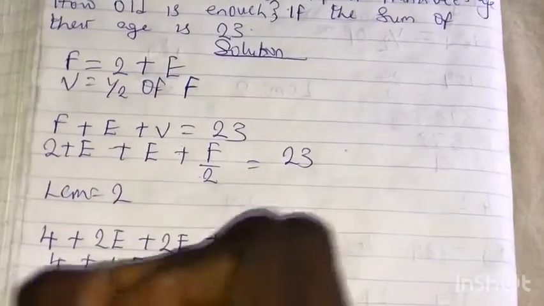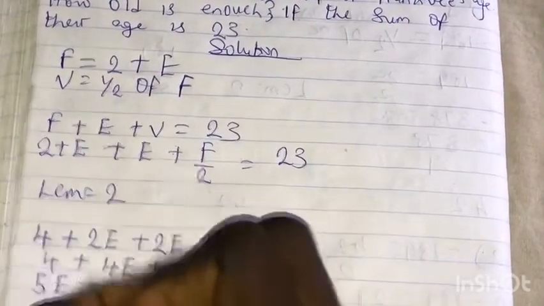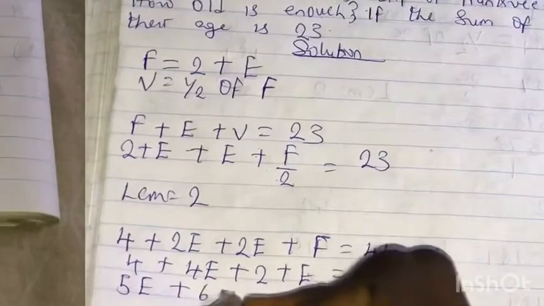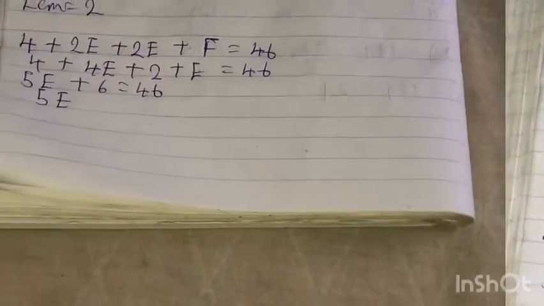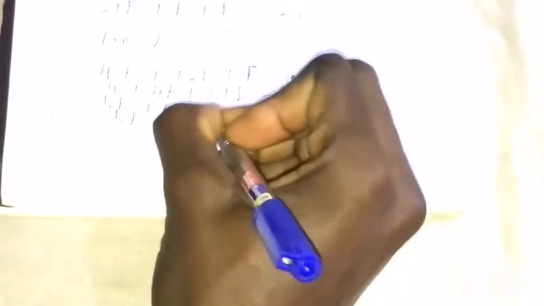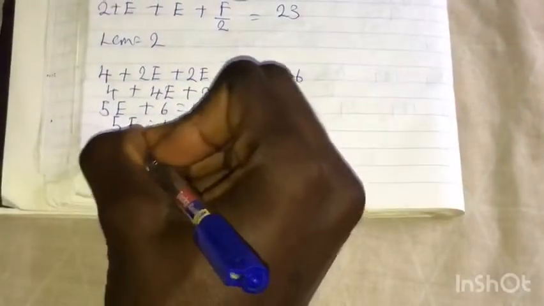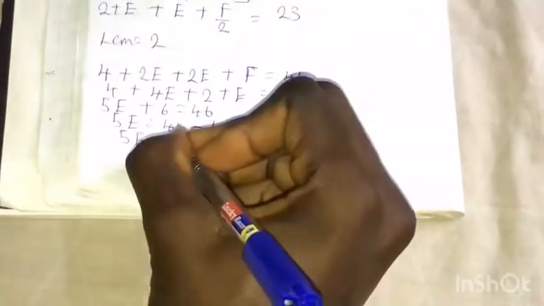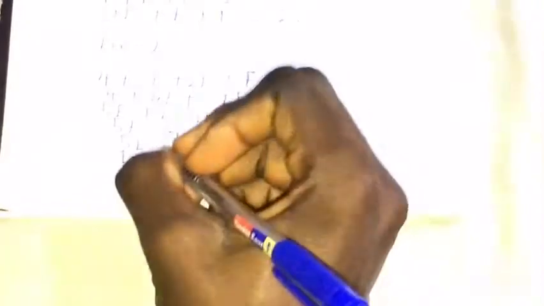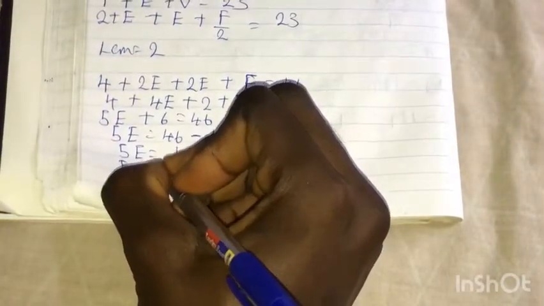So this becomes 5e plus 4 plus 2 is what? 6. So 5e, you collect like terms. Therefore, it will be equal to 46 minus 6. Therefore, 5e is equal to 40. Once we divide both sides by 5, our e will give us 8. Therefore, Enoch is 8 years old.